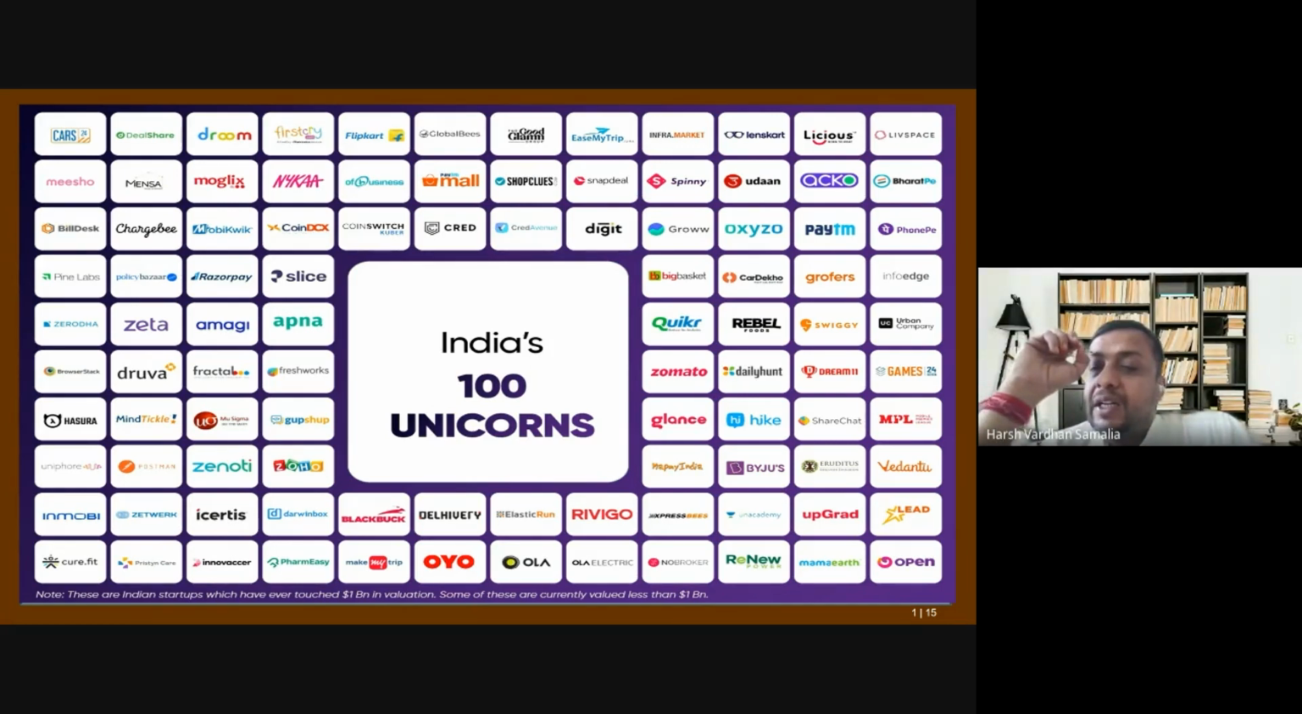So if the valuation of a startup is 1 billion US dollar or more, here the currency is also important, not rupees, not INR, it is termed a unicorn startup. And there is another term which is coming up, known as decacorn. So decacorn is 10 billion valuation, 10 billion US dollar or more.